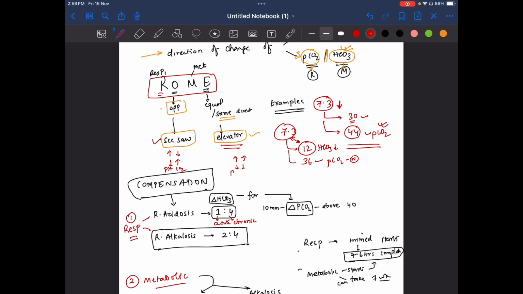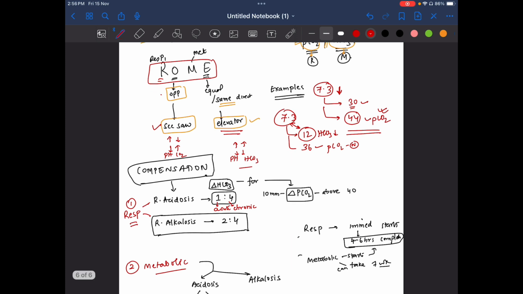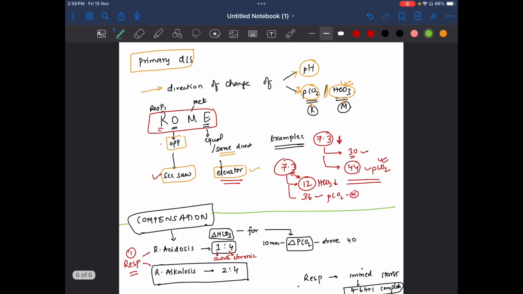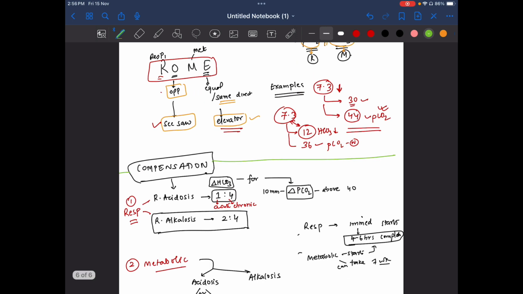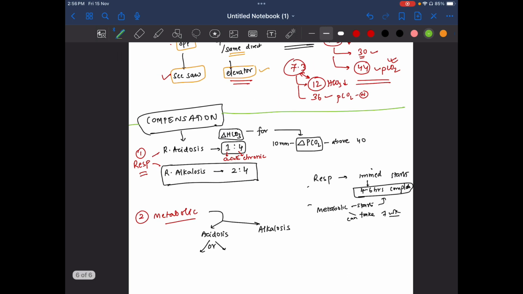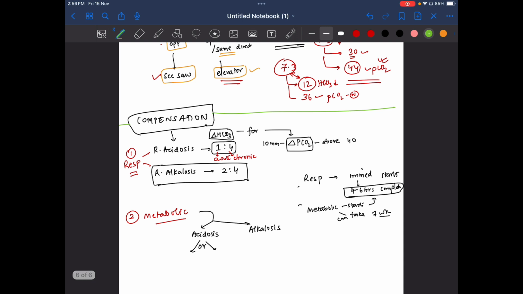pH, PCO2, pH, HCO3. Right, now since we have talked about these two, it's time to talk about the compensation. This is also a very interesting topic. What is this compensation concept? Once you master this part, we'll get to compensation. Compensation means in respiratory acidosis, there will be metabolic compensation, and in metabolic acidosis, there will be respiratory compensation.